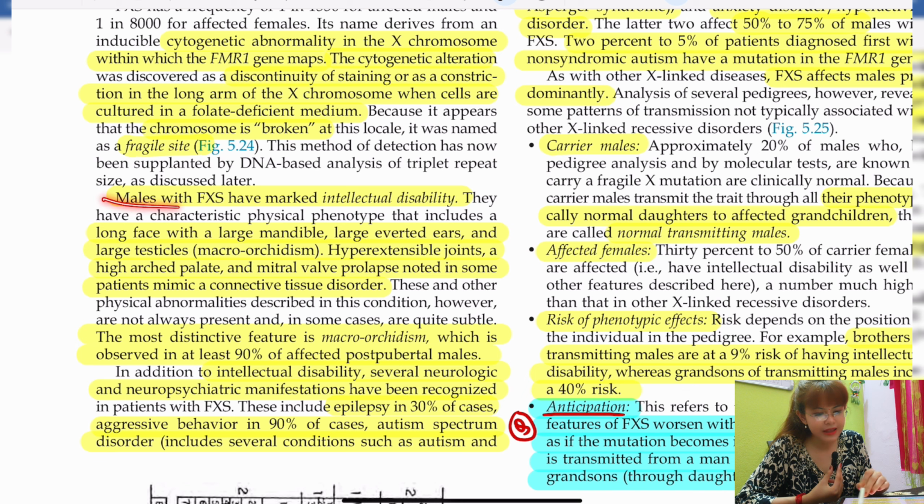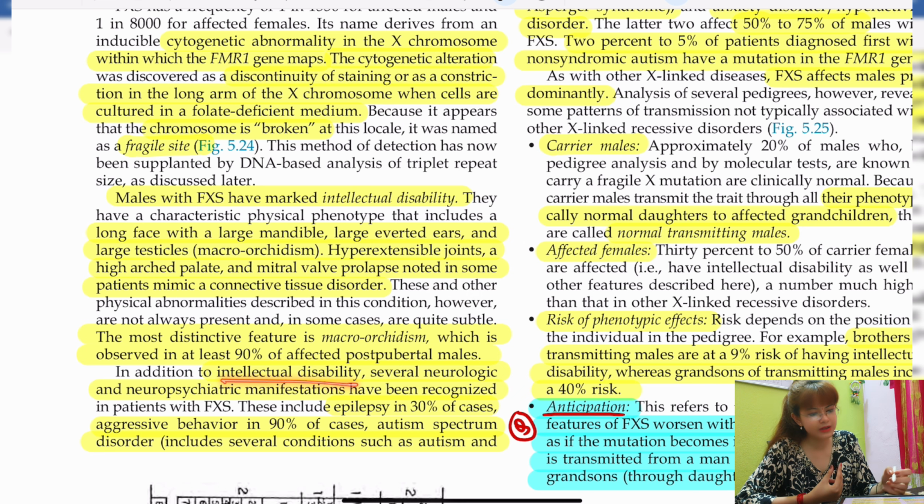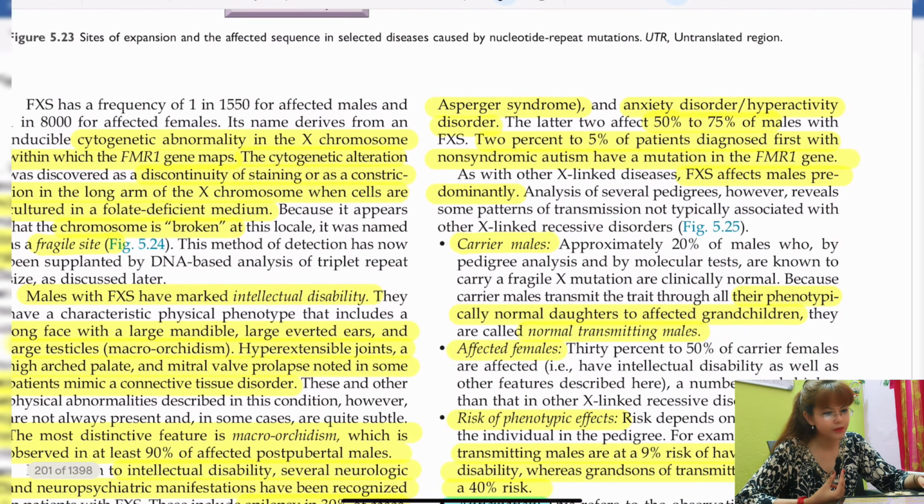The males with Fragile X syndrome have marked intellectual disability. The patients have a long face with large mandible, large everted ears, large testicles, hyperextensible joints, and high arched palate. Mitral valve prolapse is noted in some of the patients. They mimic a connective tissue disorder. The most distinctive feature is macroorchidism. Very important point. In addition to intellectual disability, there are several other neurologic and neuropsychiatric manifestations. They can be epilepsy and autism spectrum disorders, all of which can happen here.